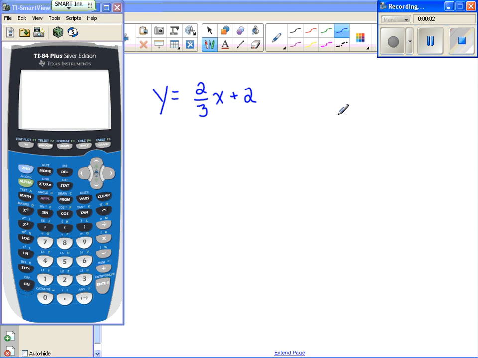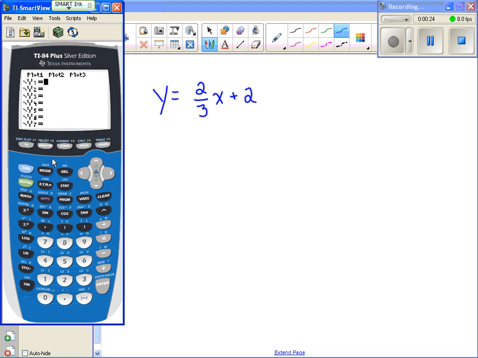I want to show you on your calculator how to graph linear equations. So suppose you wanted to graph y equals 2/3 x plus 2. On your calculator, you're going to push the y equals button, and you'll get to this menu here. And we're going to just type in for y1. You can actually enter many equations at the same time, but we're just going to do one.